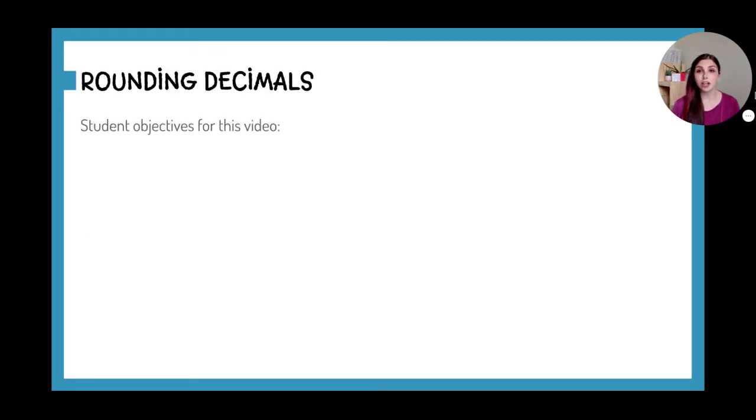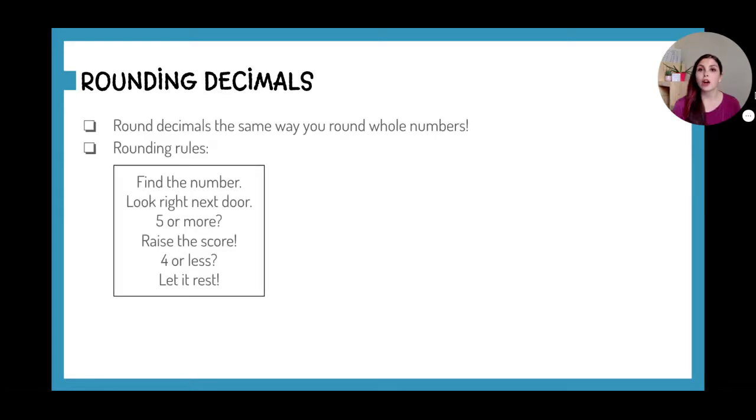By the end of today's video, you will be able to round decimals to the nearest whole number, tenth, and hundredth. So let's get started. Rounding decimals is the same as rounding whole numbers, and I included here a fun little saying to help us remember the rules of rounding decimals. Find the number, look right next door, 5 or more, raise the score, 4 or less, let it rest.